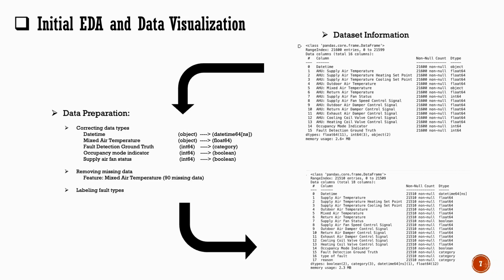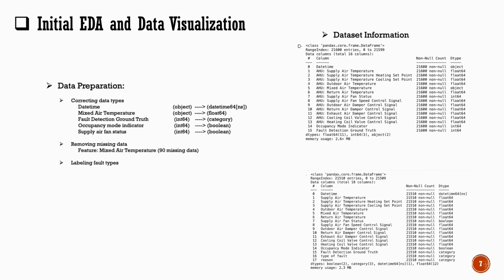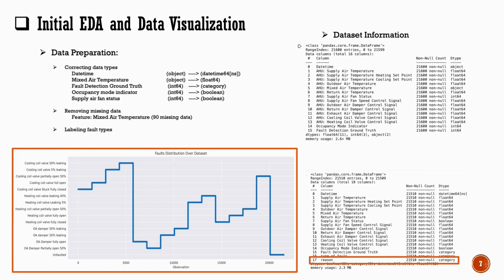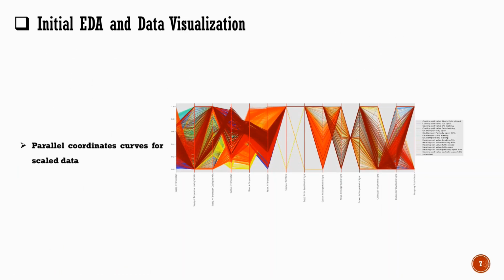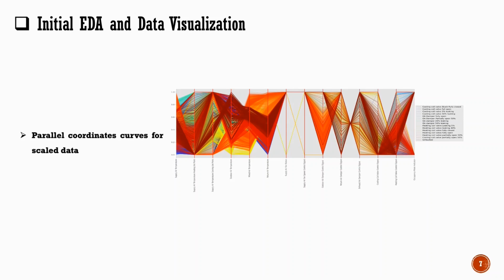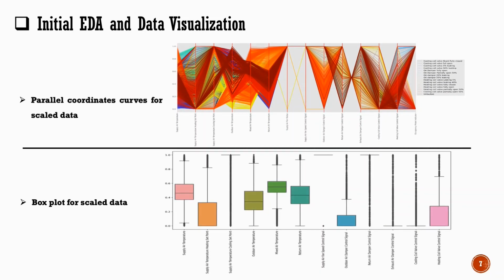After converting the mixed air temperature feature from object to float, we need to drop some missing values because there are 90 strings with values that are not null. Moreover, the distribution of faults over the dataset is shown in the following figure. Since our features are in different ranges, we need to scale them between 0 and 1 to have a better visualization. After scaling, we can see the parallel coordinates curves and the box plot for the scaled data. According to the box plot results, the outliers should be removed. In the following section, the preliminary results are presented.